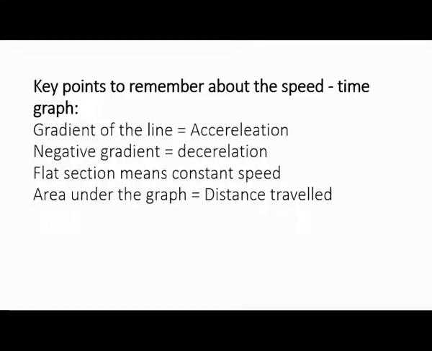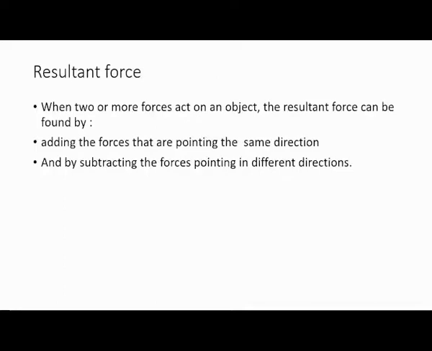Other points to remember on a speed-time graph is that the gradient of the line is the acceleration. If the gradient is negative, that's deceleration. The flat section represents constant speed, and the area under the graph represents the distance traveled.